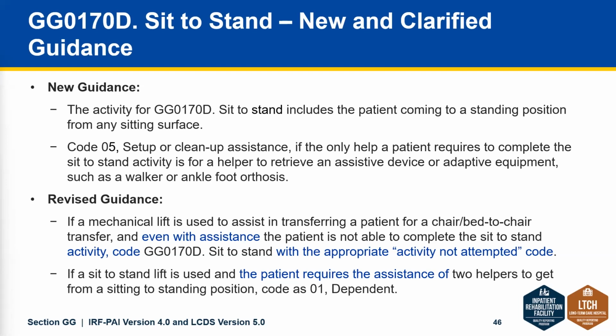Revised guidance for GG0170D was also made to the coding tip related to the mechanical lift. If a patient uses a mechanical lift to transfer from bed to chair, and even with assistance, they are not able to complete the sit to stand activity, then code GG0170D with the appropriate activity not attempted code. Conversely, if the patient is using the sit to stand lift to get to a standing position, and the patient requires the assistance of two helpers to get from that sitting to standing position, then code GG0170D as code 01, dependent.